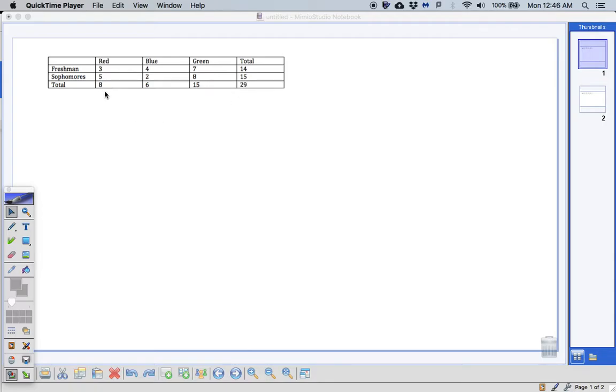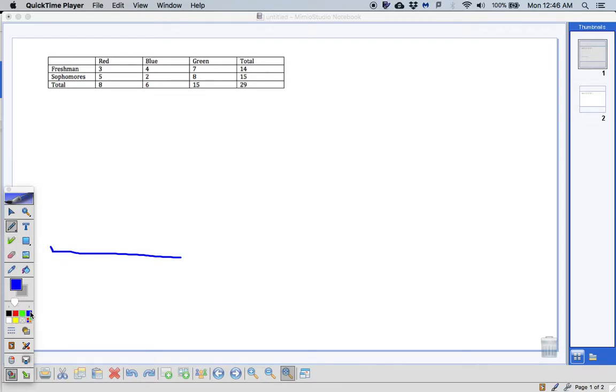8 total people said red, 6 said blue and 15 said green. So the way we make a side-by-side bar graph is we could do it either for the freshmen and sophomores, or we could do it for the color. So I'm going to do it both ways just so you can see them both. So first, I'm going to do it with freshman and sophomore.